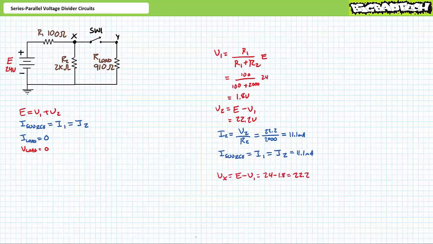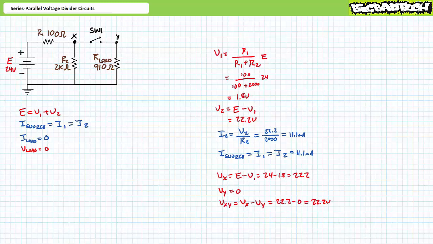Voltage at node X with respect to ground is the rise E minus the voltage drop V1. Substituting our given values yields 22.2 volts. While the switch is in the open state, node Y exhibits no differential with respect to ground. As such, Vy is 0 volts with respect to ground. Voltage across the switch, node X to node Y, is 22.2 minus 0, or 22.2 volts. Voltage across the switch is 22.2 volts.